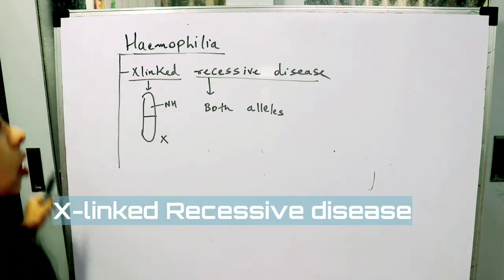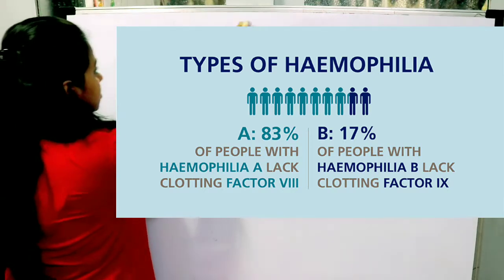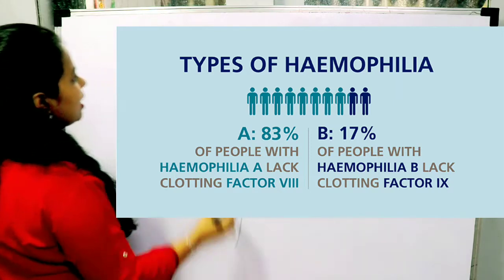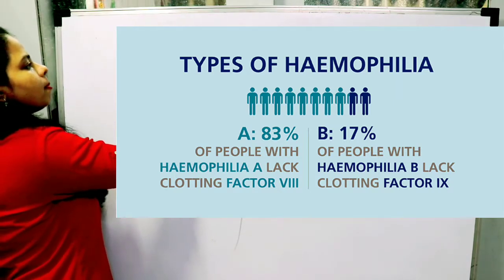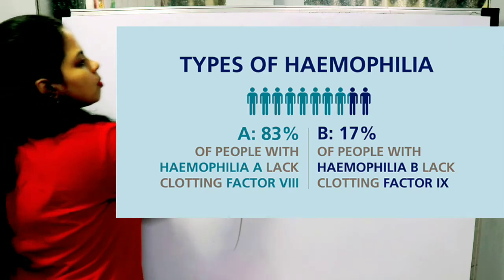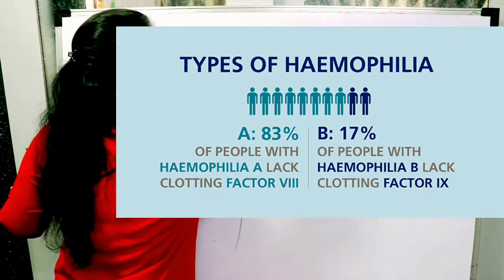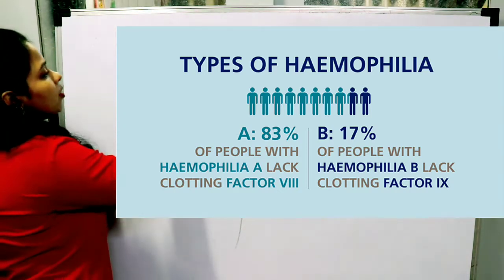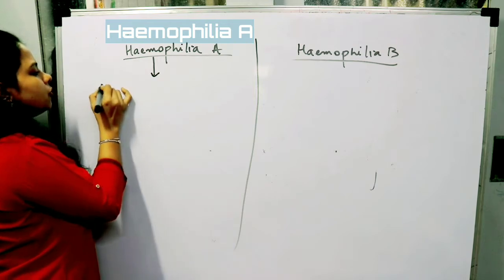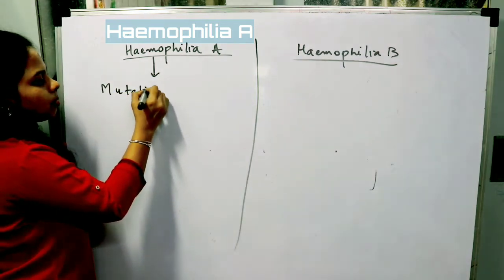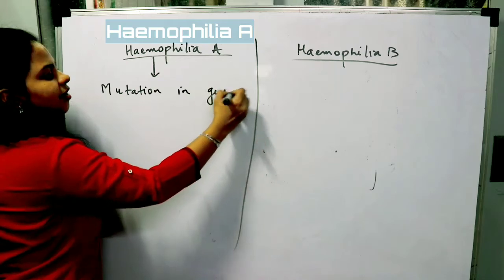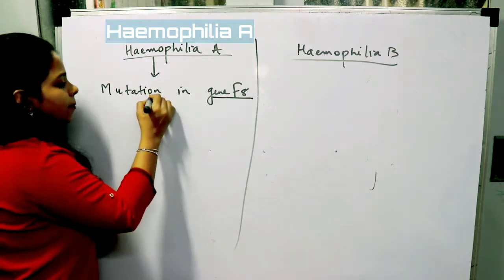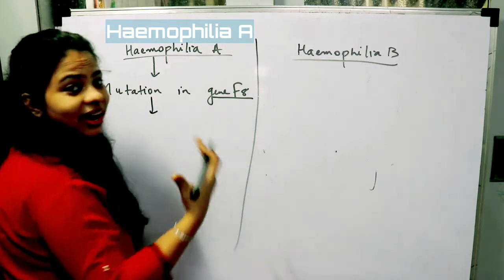Now, what is the cause of hemophilia? Let's see the causes of hemophilia. Hemophilia is of two types, hemophilia A and hemophilia B. Now let's see the cause of the same. Hemophilia A is caused due to a mutation in gene F8. F8 is for factor 8.